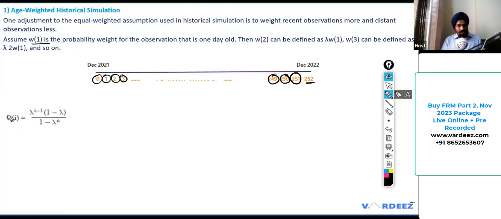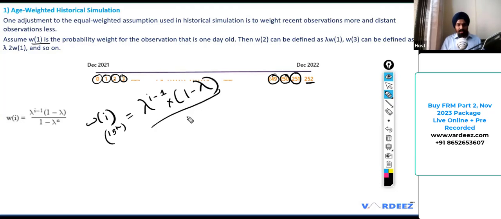And if you want to calculate the weight of i, where i can be any data point, the first data point, second data point, any that you want, that is going to be calculated as lambda to the power i minus 1, multiplied by 1 minus lambda, divided by 1 minus lambda to the power n. So if you're calculating the weight for, let's say, the 15th data point, it's lambda to the power 15 minus 1 times 1 minus lambda over 1 minus lambda to the power n. Here n is the number of days of data, 252 data points.